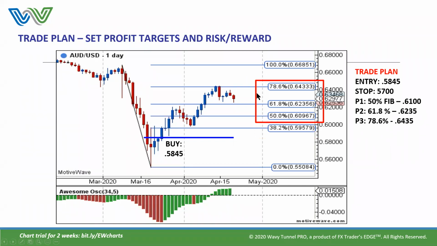You can also do it this way and leave your three profit targets at the 50%, 61.8, and 78.6, just to keep it simple. So the 50% target is right over here, the 61.8 is there, and the 78.6 is here.